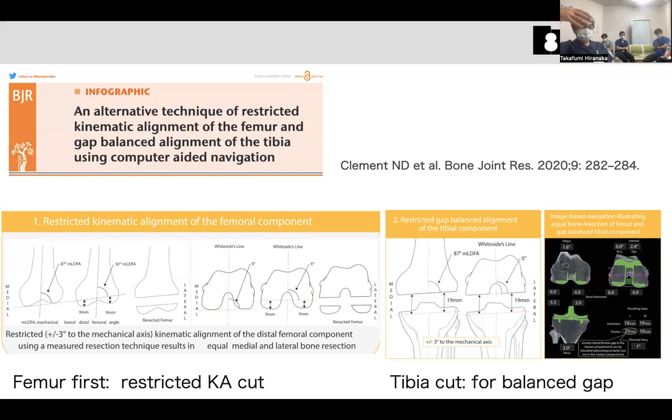Oh, it's very interesting, but we should clearly understand which approach this is, which is the base, the gap or morphology, or femur first or tibia first or simultaneous. So it's very beneficial to understand.